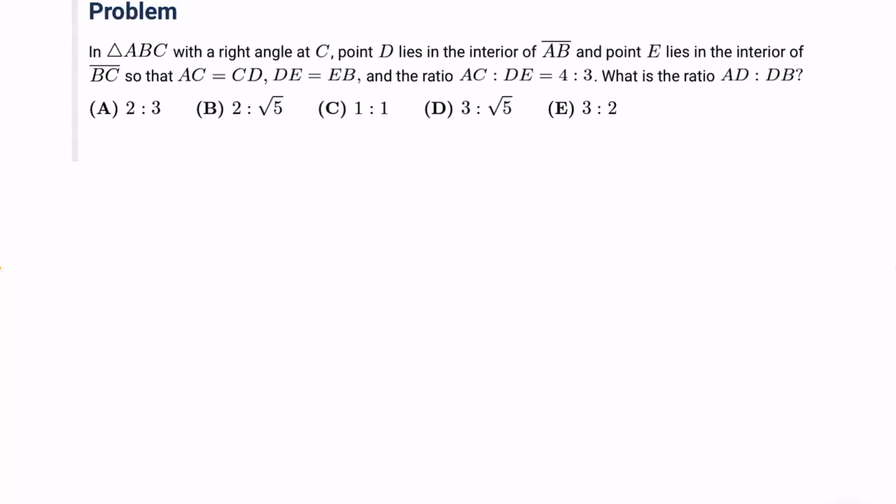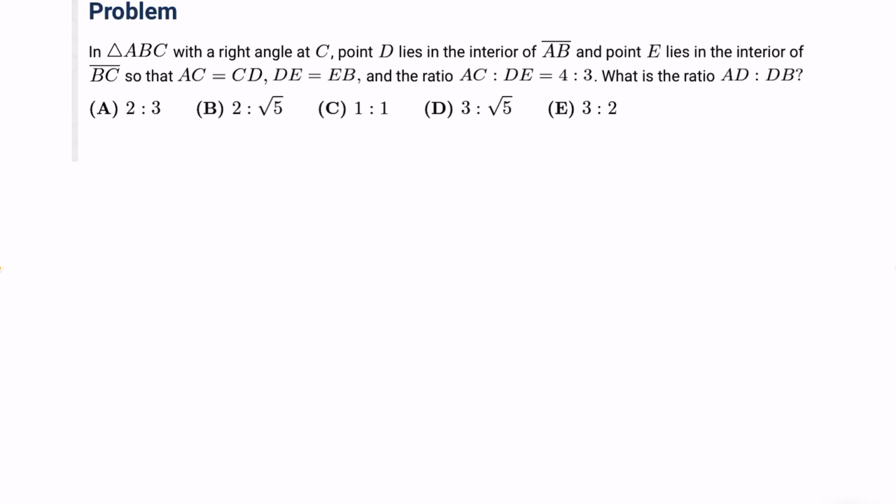The problem states, in triangle ABC with a right angle at C, point D lies in the interior of line AB and point E lies in the interior of line BC, so that AC is equal to CD, DE is equal to EB, and the ratio AC to DE is equal to 4:3. What is the ratio of AD to DB?